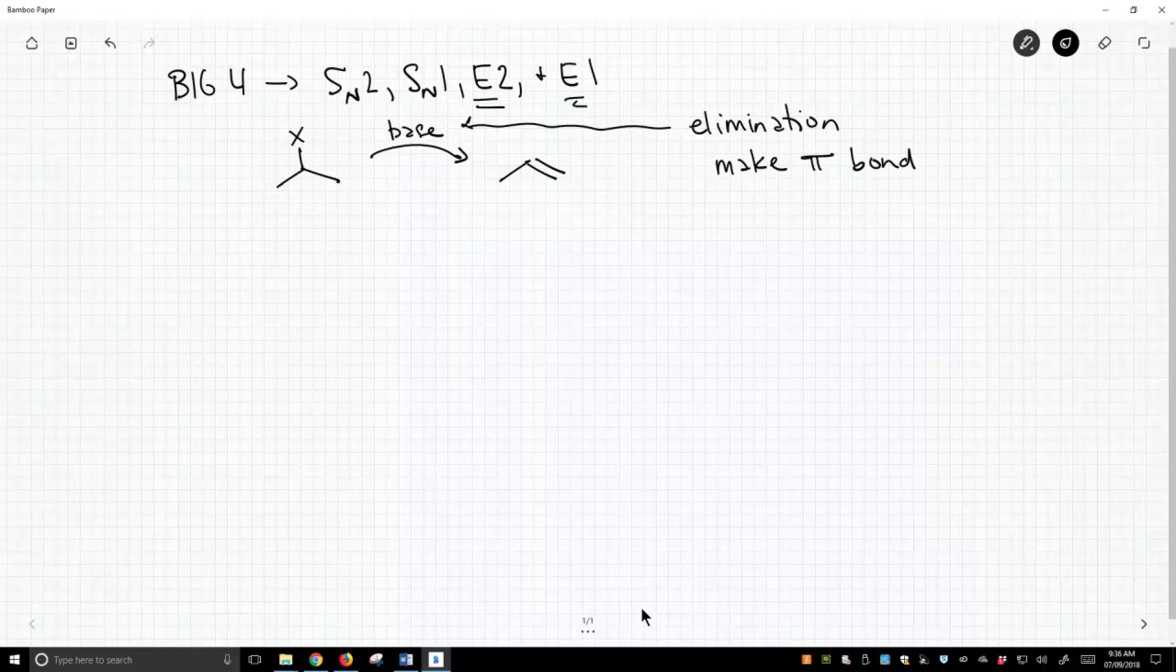As it turns out, there's a lot of chemistry we can do on these pi bonds. So we now know how to make carbon-carbon pi bonds. So what can we do with them? Well, as it turns out, we can do the opposite reactions. We can add things to the pi bond. And so we're going to do addition reactions.